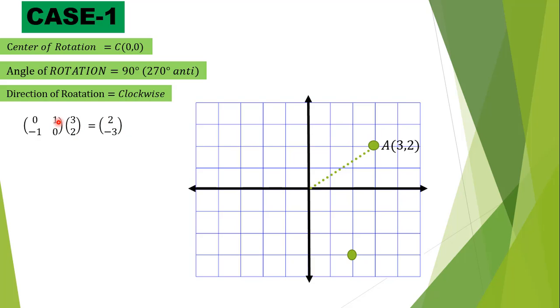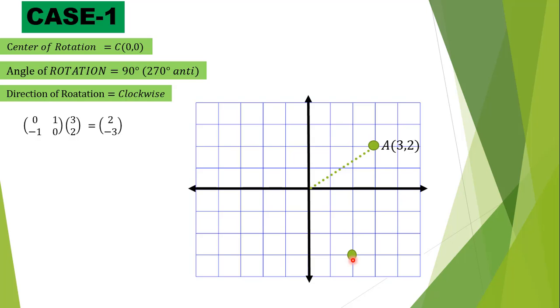0 into 3 plus 1 into 2, you are going to get 2. Minus 1 into 3 plus 0 into 2, you are going to get minus 3. So see, the image of A, which was (3, 2), now becomes (2, -3). So this is how students you can rotate.